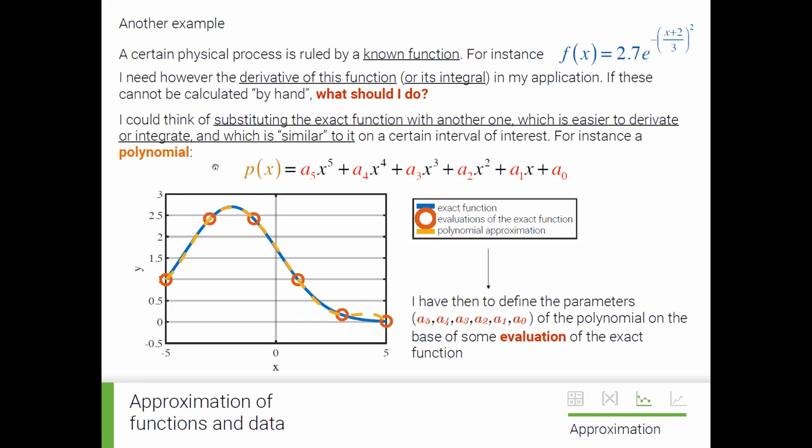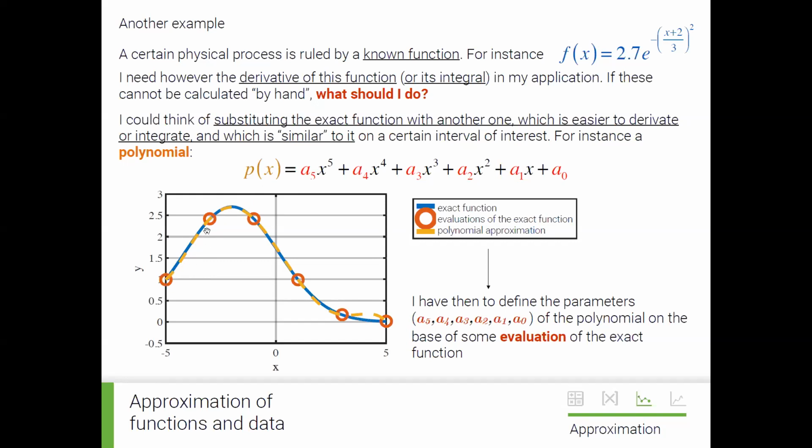For example, here a polynomial p of x. So we will consider this kind of polynomial, and we will approximate our function f of x by the polynomial. And it's called polynomial approximation of a function. Here you can see in blue the graph of the function f of x, and in yellow the graph of the polynomial p of x.